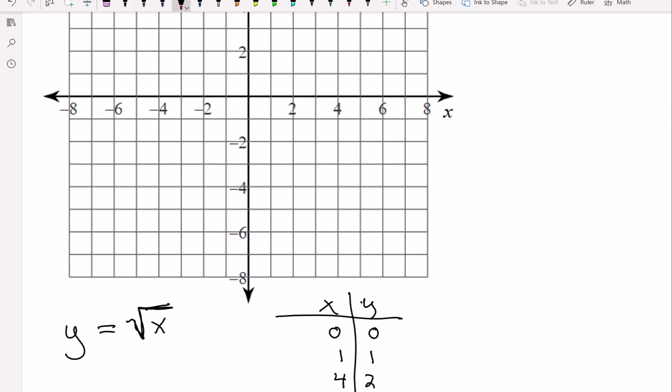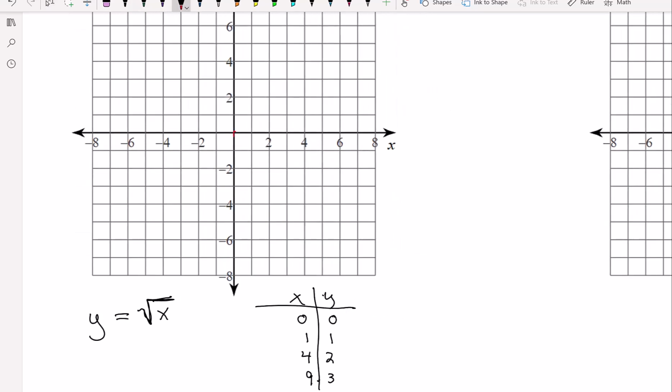So I'm going to plot that in red. At 0, 0, at 1, 1, at 4 we're at a height of 2, and I'll put 9 right about there. We're at a height of 3. So this is what's called a parent graph. This right here is the parent function. Before anything happened to it, this is what it would have started from. This is what the parent graph of the square root function looks like.